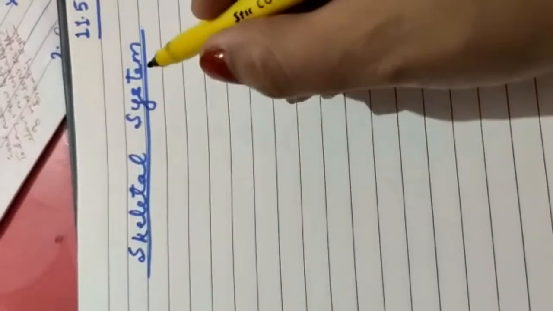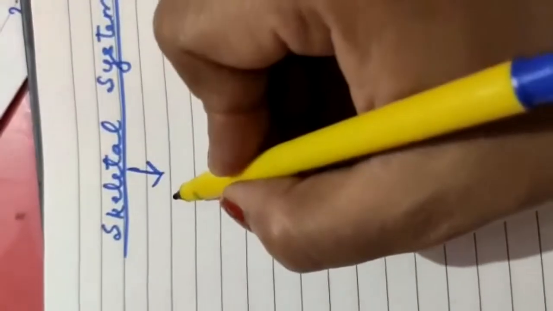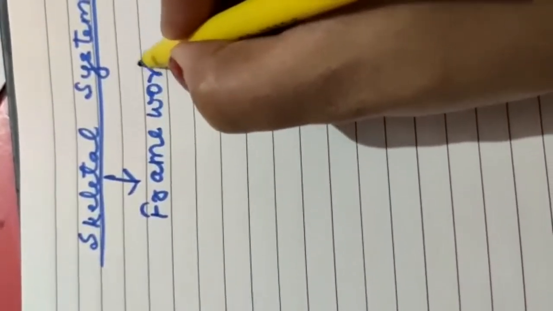Now come to the topic skeletal system. What is the meaning of skeletal? Skeletal means framework. Framework of what? Framework of bones. Okay, means skeleton. The skeleton framework forms a skeletal system.